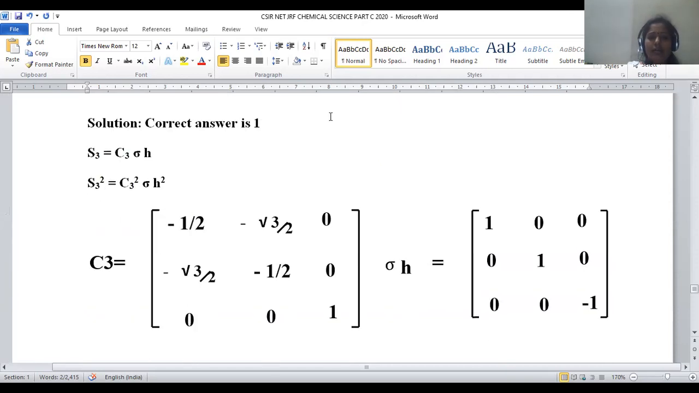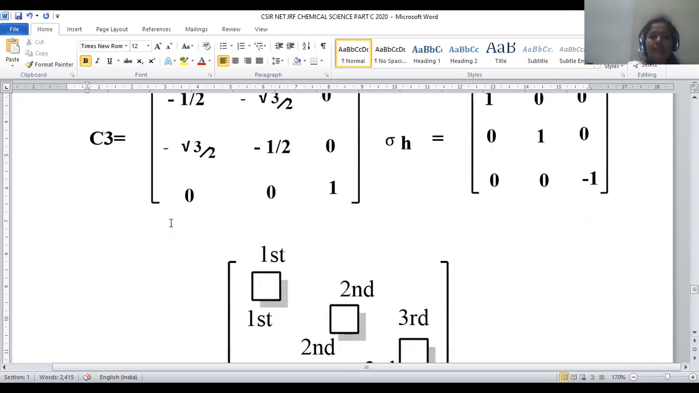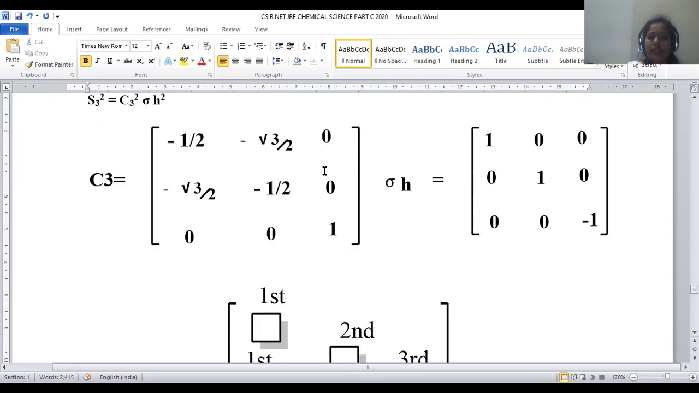Let us see how the multiplication is possible. So S3 symmetry is given as the product of C3 and sigma H. Then S3 squared is given as C3 squared and sigma H squared. C3 symmetry squared should be taken and sigma horizontal squared should be taken. We have to get the product of these two, right? Here the C3 symmetry matrix value is provided and the sigma H matrix value is also provided within the problem only.